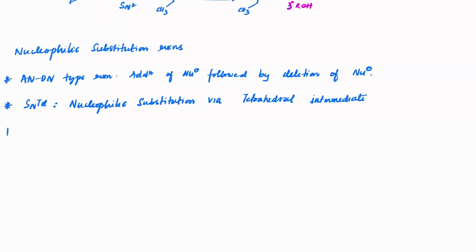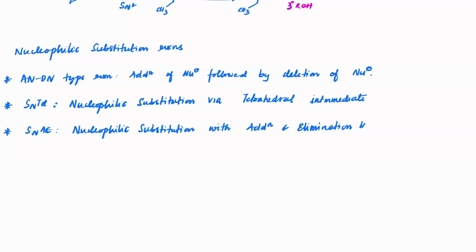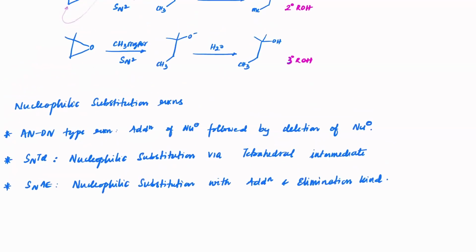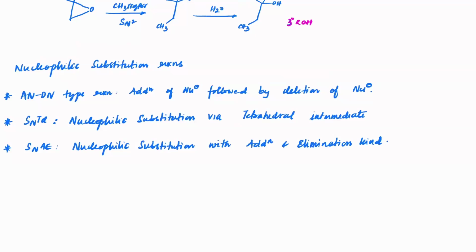Or you can also write this as SNAE, which means nucleophilic substitution with addition and elimination kind. Addition and elimination kind. All of them mean the same thing. So this is all about nucleophilic substitution, everybody.